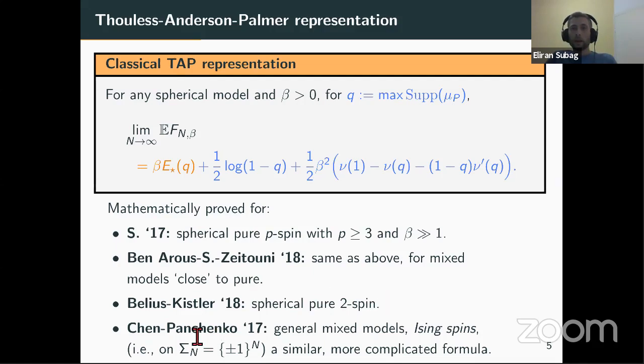Belius and Kistler proved the formula for the 2-spin case, which is a unique case where the model is replica symmetric for all temperatures, so it's a bit different than the case p larger than 3. And Chen and Panchenko proved the formula, or an analog of the formula, which looks a bit different. It's slightly more complicated, for general models in the Ising case, so when you work with a hypercube. And this proof actually relies heavily on the Parisi formula. And today I'm going to show you a different proof in the spherical case.